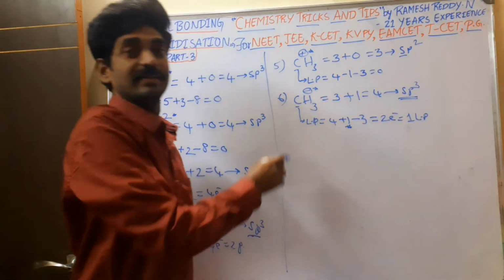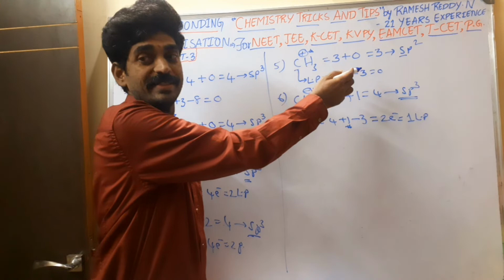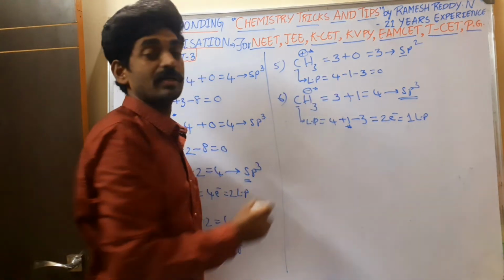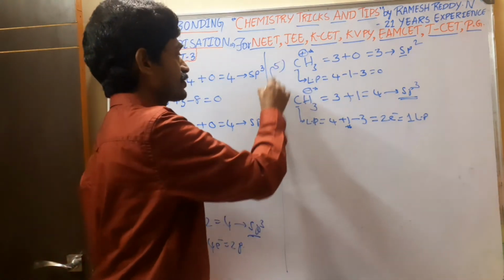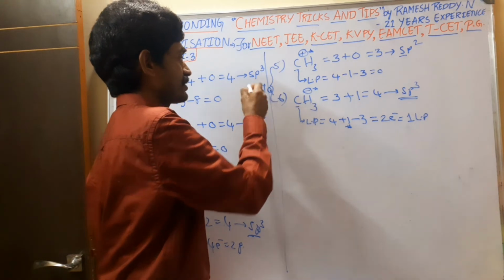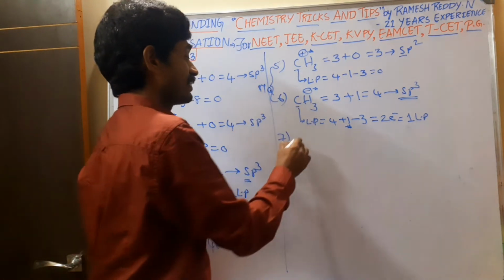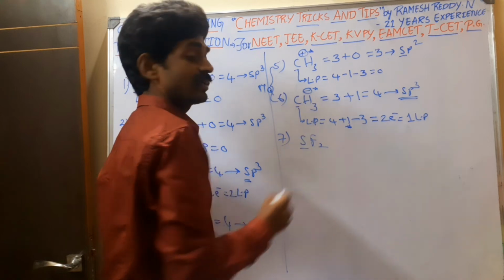So keep in mind, in the carbocation, carbon undergoes sp2. In carbanion, carbon undergoes sp3 hybridization. It is a very important previous year question. Right. Next one, there is SF2, sulfur difluoride.